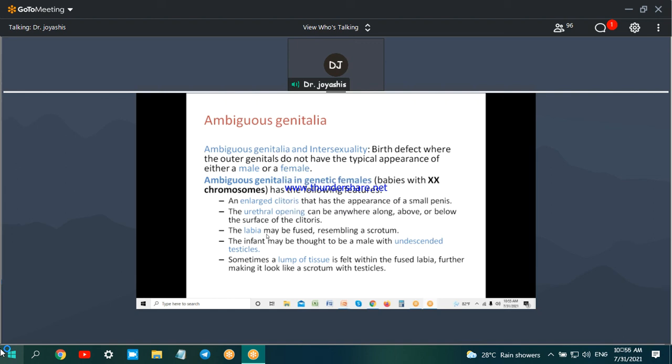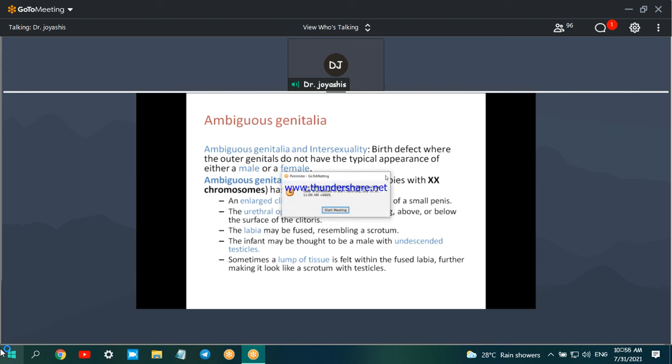Labia separated in ambiguous female. Here the labia may be fused like this. Scrotum: the infant may be thought to be a male with undescended testicles. Sometimes a lump of tissue is felt within the fused labia, further making it look like a scrotum with testicles.